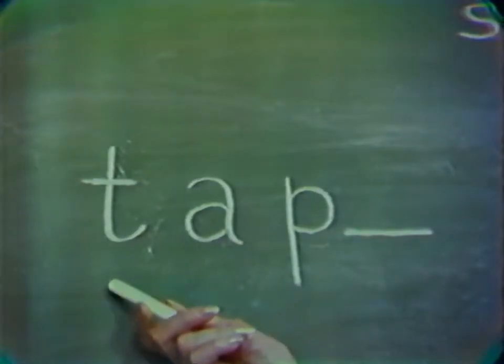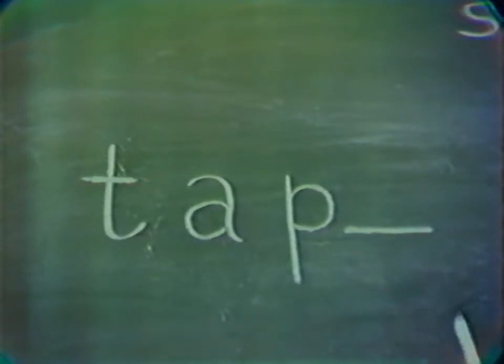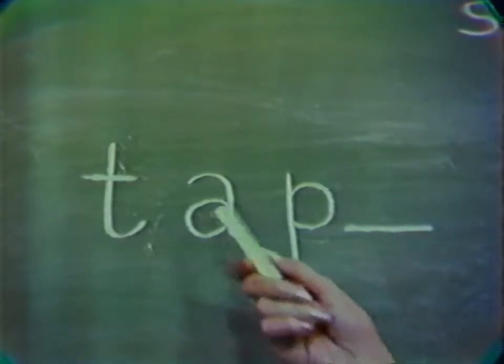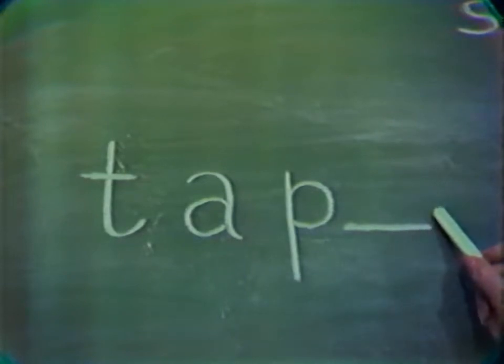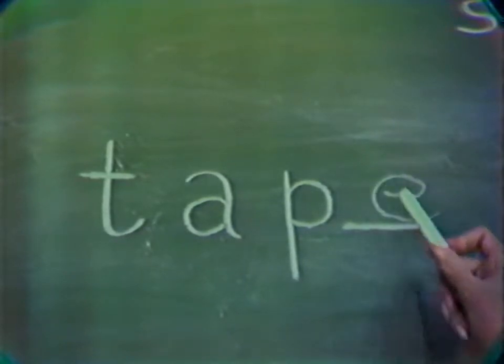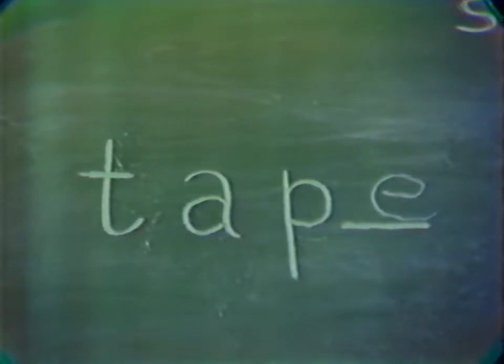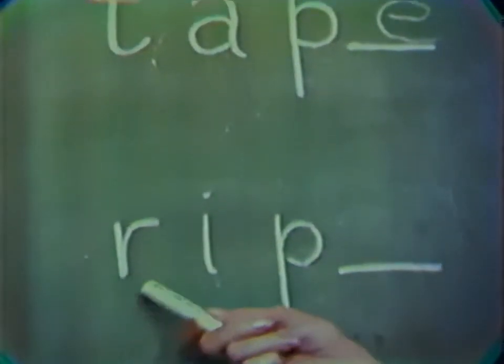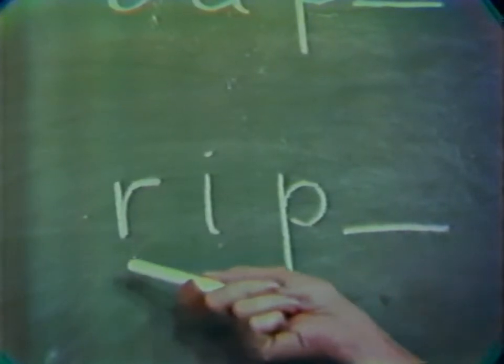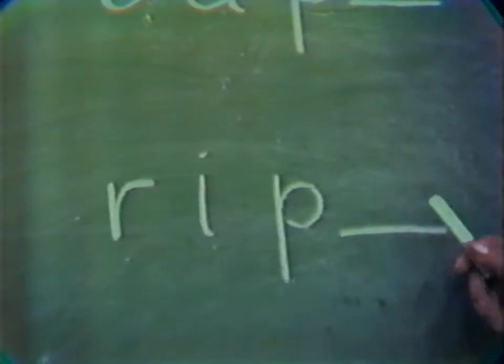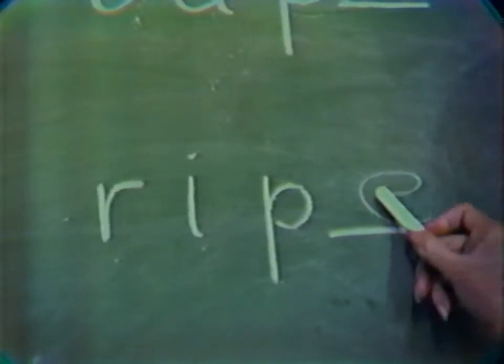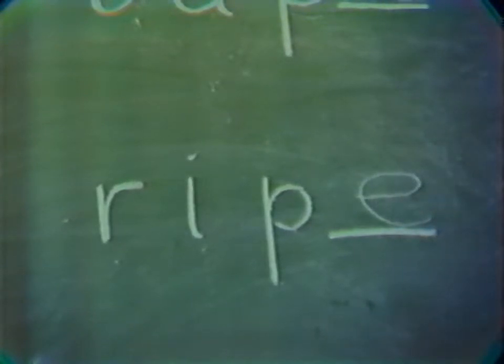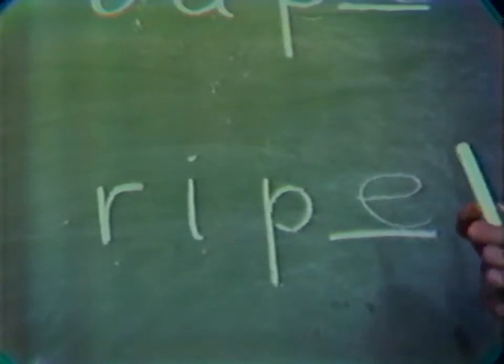We already have T-A-P, tap, but now let's do it again. T-A-P, and we will add the E. And now we have T-A-P-E, which is tape. Here is R-I-P, which says rip. And let's put an E on the end, and it says R-I-P-E, ripe.